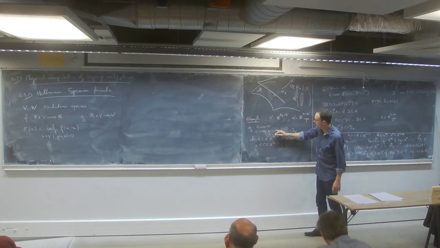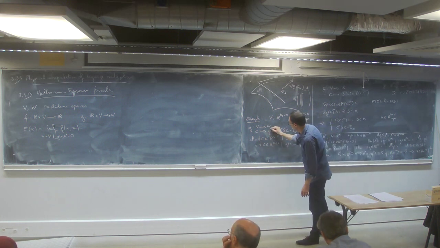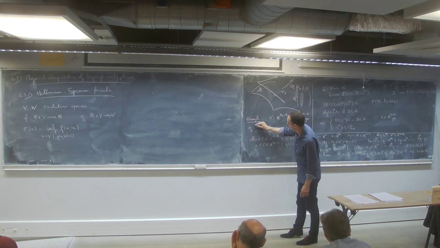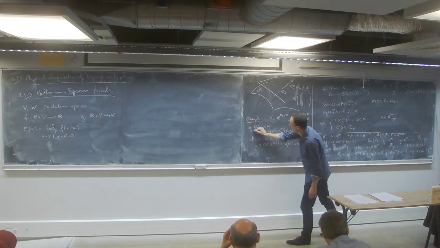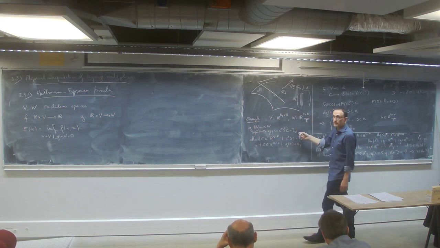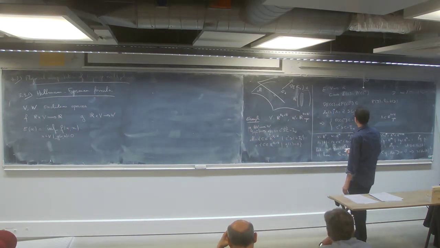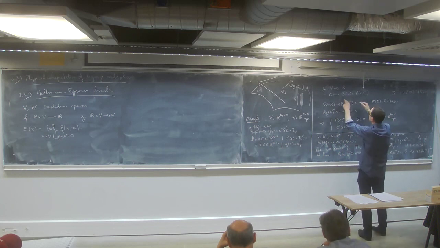Okay, so in this case, you see that the function G actually depends on the parameter alpha, okay? And the Hartree-Fock energy as well.